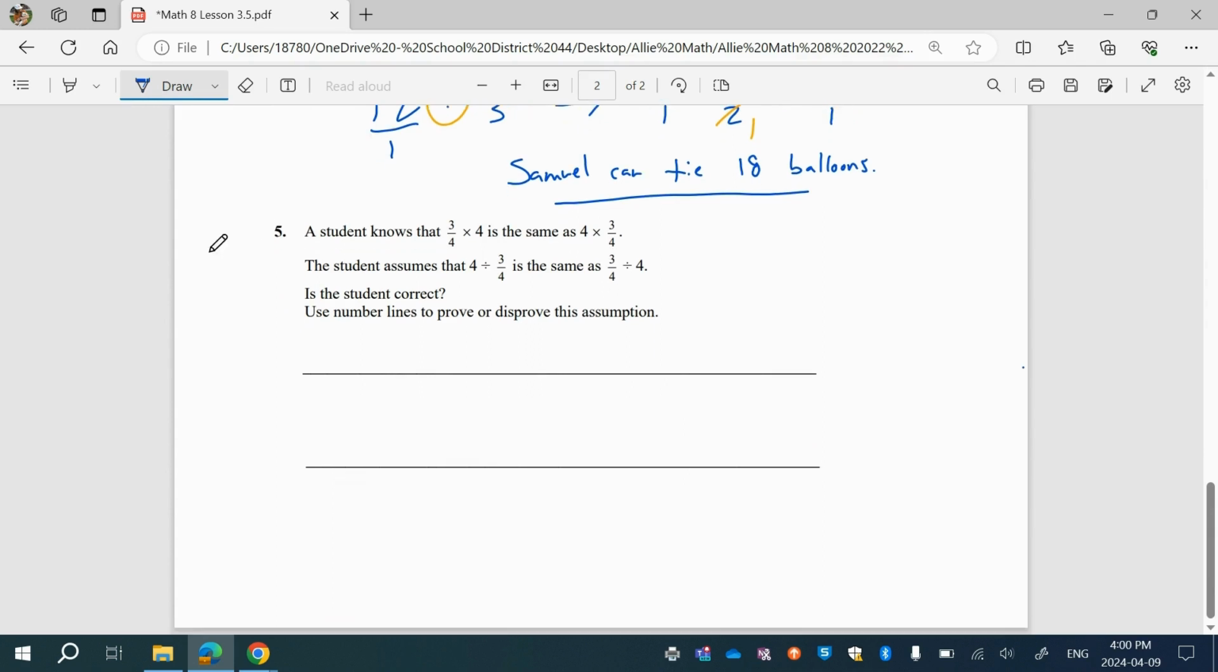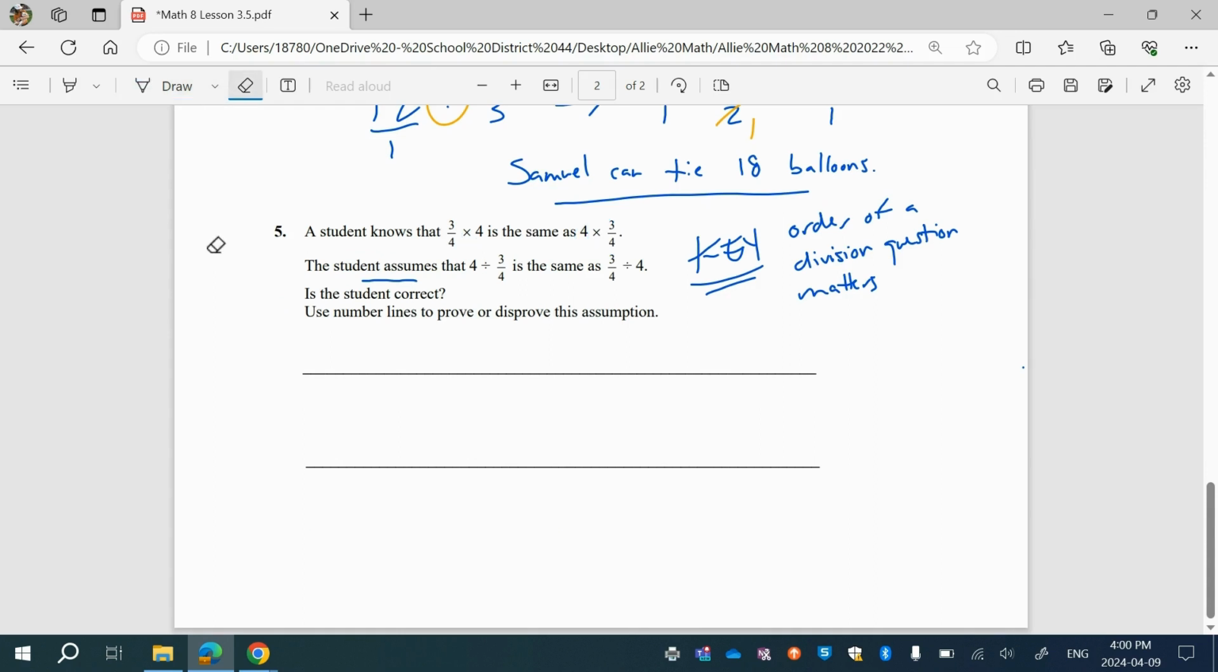So the last question, I'll do all of this with you, but the key that I want you to take away from this is that the order of a division question matters. So here we go. The student knows that 3/4 times 4 is the same as 4 times 3/4. And the student assumes that 4 divided by 3/4 is the same as 3/4 divided by 4.